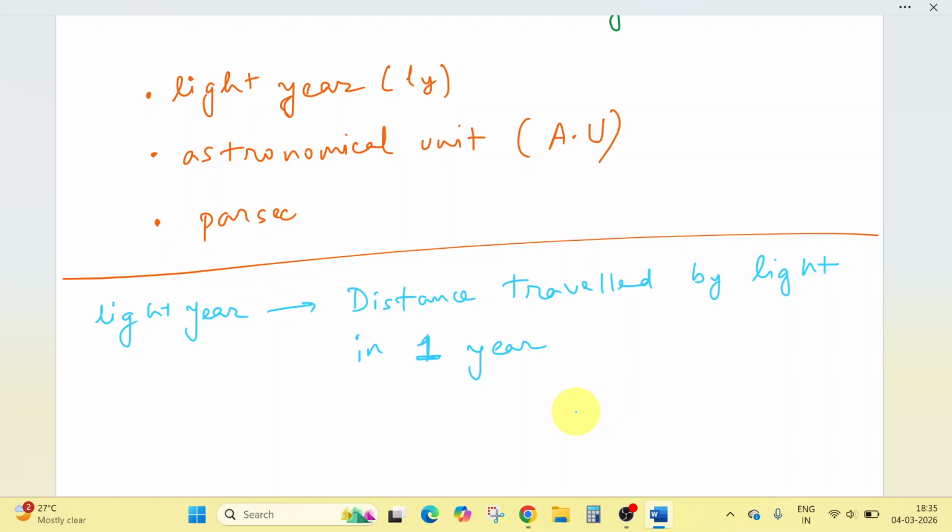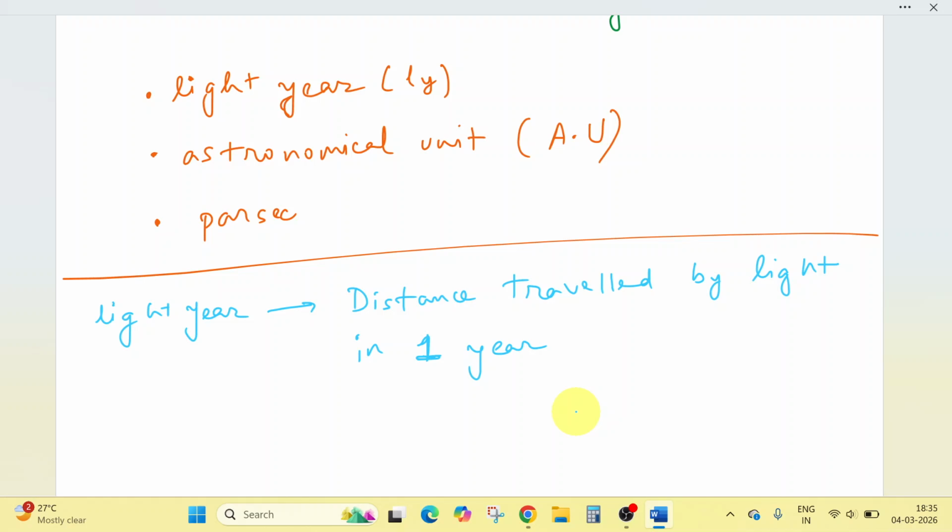So if someone tells you the distance between Earth and Jupiter is 2 light years or 3 light years, what does that mean? Say, for example, a random example, I don't know the exact value. Suppose the distance between Earth and Jupiter is 3 light years. So what does that mean? It means if light travels for 3 years, the distance it will cover in 3 years is the distance between Earth and Jupiter. That is, the distance light could travel in 3 years is the distance between Earth and Jupiter.